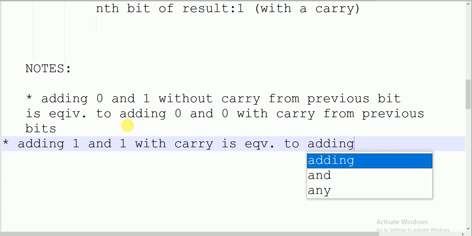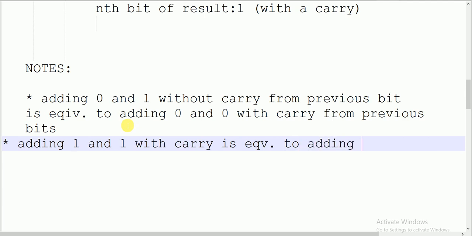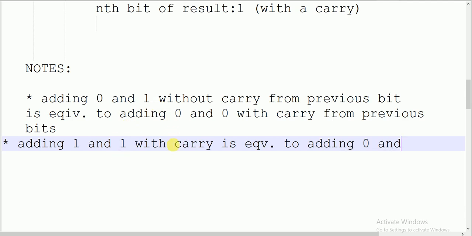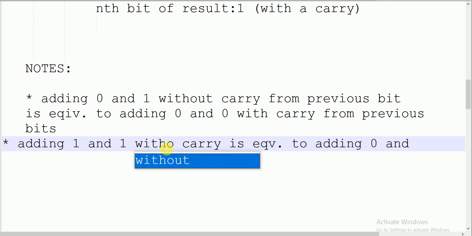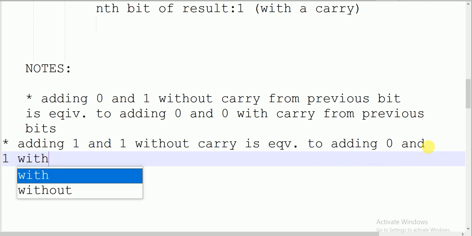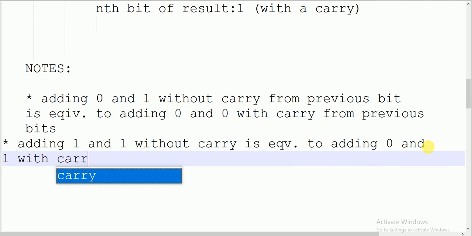adding 0, let's say here without. So adding 1 and 1 without carry is equivalent to adding 0 and 1 with carry from previous bits. You would understand this by now. So these are the 2 notes. Read them very carefully and you'll understand, I'm sure.